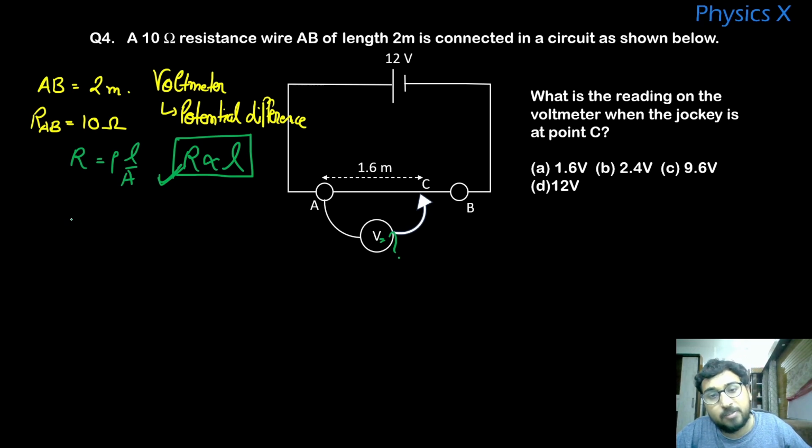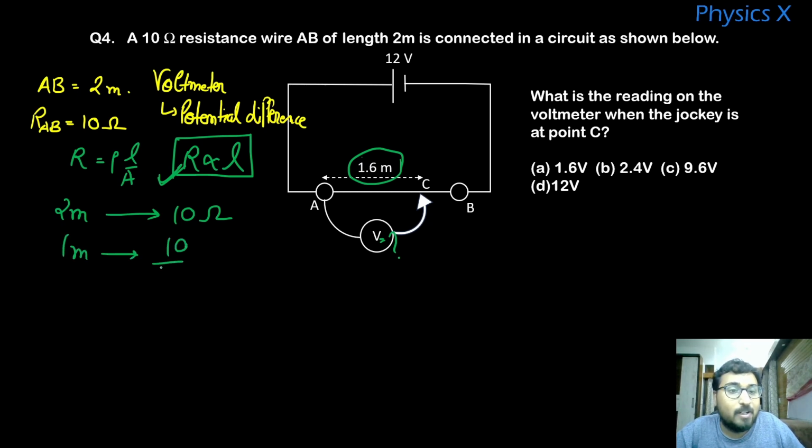So I need to find the value of the resistance at 1.6 meter. What will be the resistance of this wire? Because we are reading the voltage drop across this 1.6 meter only, not the 2 meter. Resistance is directly proportional to length, so by the unitary method, 2 meter has 10 ohm resistance. So what will be the resistance of 1 meter? It will be 10 by 2, which is 5 ohm. So 1 meter has a 5 ohm resistance.